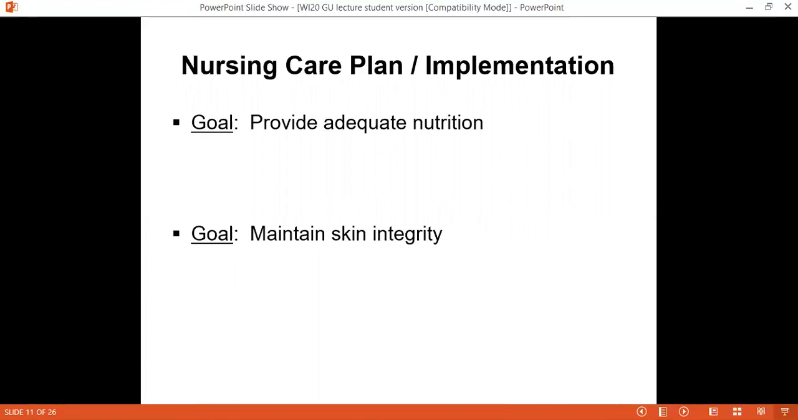Our next goal is maintaining skin integrity. We want to provide good skin care. We would want to turn and reposition frequently. Remember, they don't have any energy. They might not be up moving a lot. So we would want to turn and reposition and then monitor those areas that are more susceptible for skin breakdown.